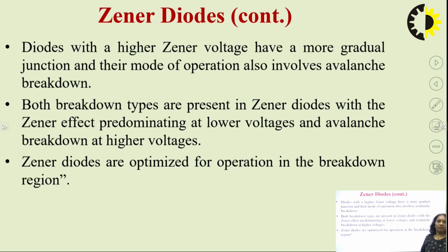Diodes with a higher Zener voltage have a more gradual junction, and their mode of operation also involves avalanche breakdown. Both types of breakdown are present in a Zener diode, with the Zener effect predominantly at a lower voltage and avalanche breakdown occurring at a higher voltage. So Zener diodes are optimized for operation in the breakdown region.